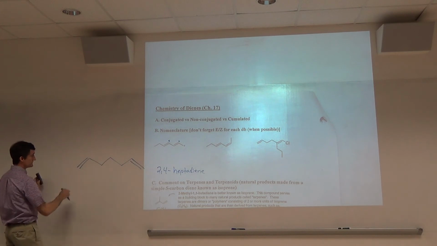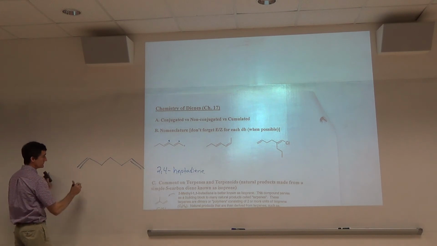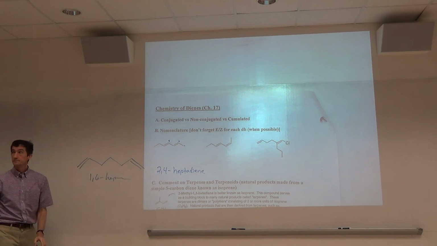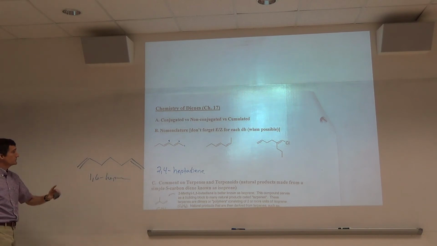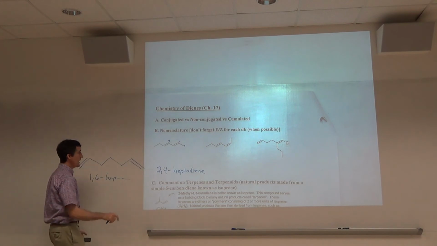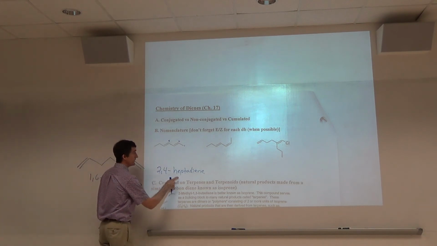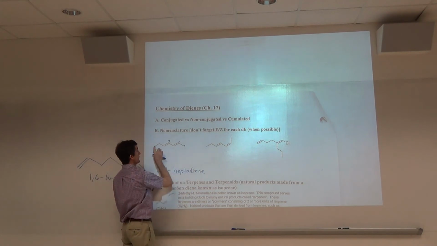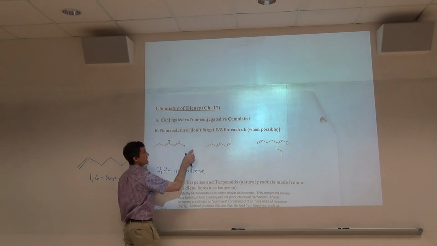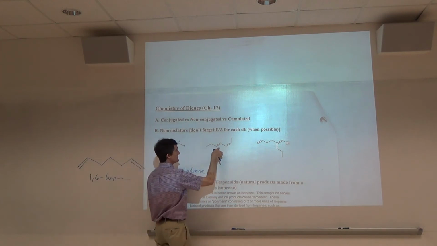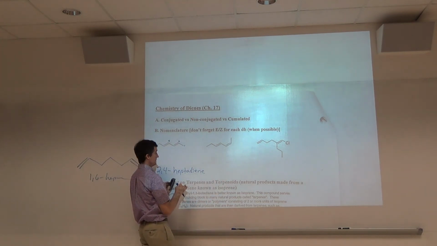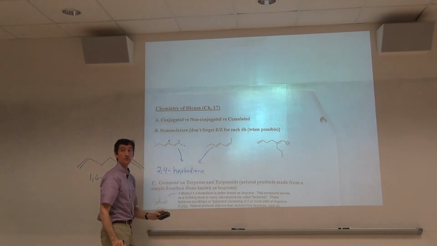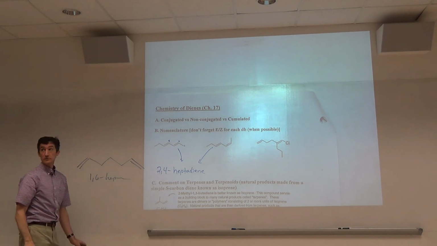What would this be? 1,6-heptadiene. Constitutional isomers. With this one, we have something else to add because, for example, what is this over here? 1, 2, 3, 4, 5, 6, 7. 1, 2, 3, 4, 5, 6. What is this here? 2,4-heptadiene. They're both 2,4-heptadiene. What's the difference? They're stereoisomers.